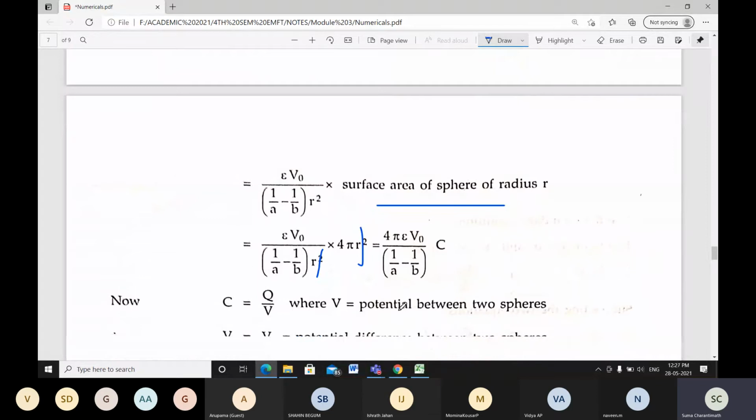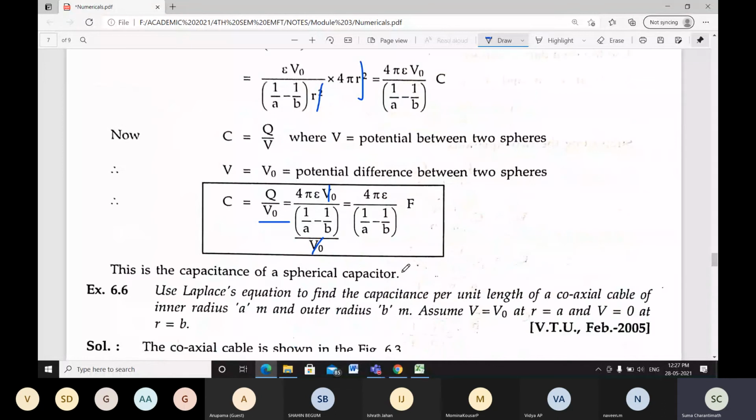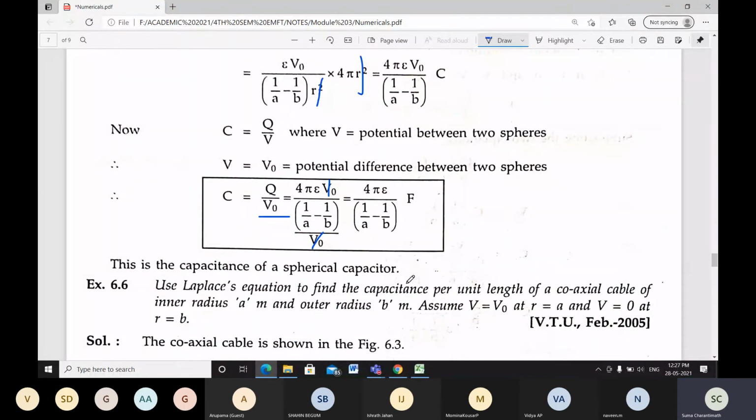Then what is our capacitance? Q by V. Substitute here where V is the potential between two spheres, that is V naught. Then Q divided by V naught we can substitute here. V naught we already taken, that is Q is nothing but 4 pi epsilon V naught divided by 1 by A minus 1 by B. This V naught goes off, then the leftover part is 4 pi epsilon divided by 1 by A minus 1 by B farads. This is the capacitance of the spherical capacitor. This is like a derivation part. You should know about this.